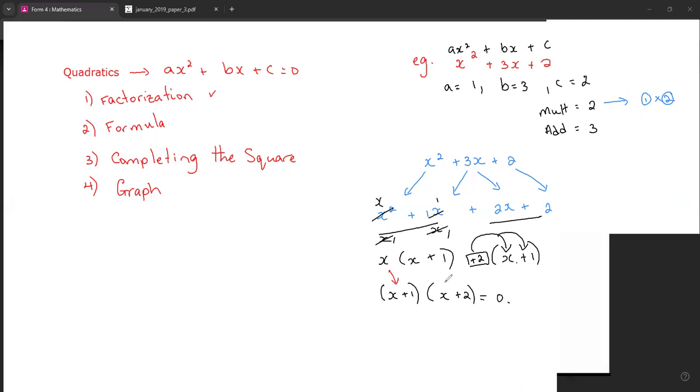Right, so that means for me to have a quadratic like this, x plus 1 is equal to 0. Sorry. So it's either x plus 1 is equal to 0 or x plus 2 is equal to 0. So if x plus 1 is equal to 0, when I carry across the 1, we're going to do the opposite operation. So it's going to be x is equal to negative 1.